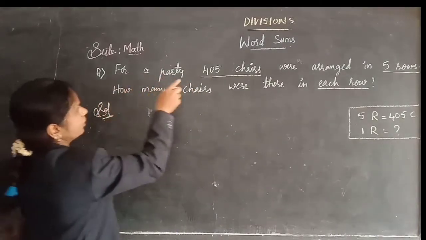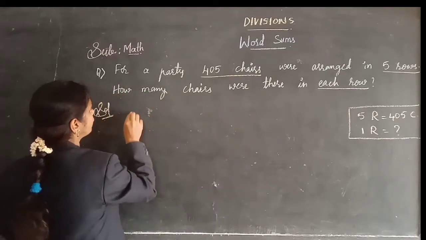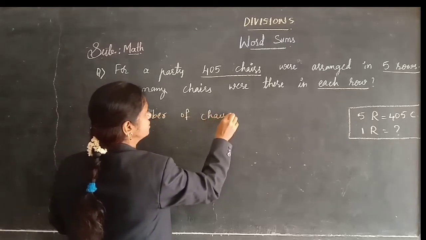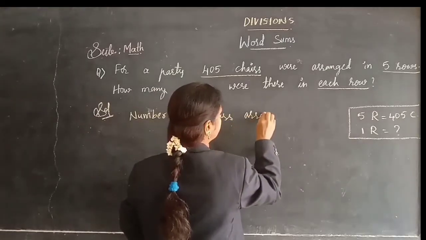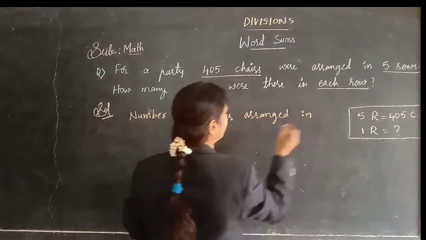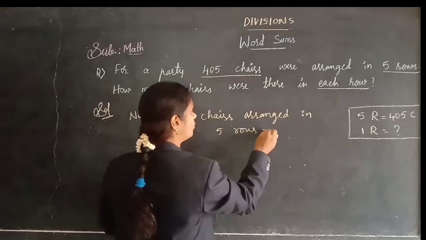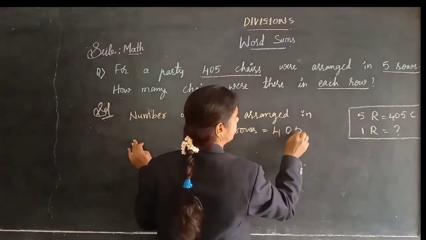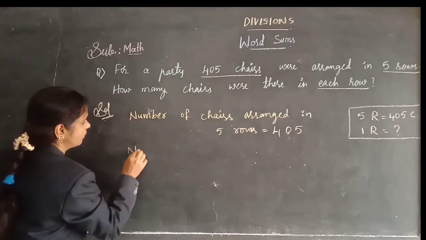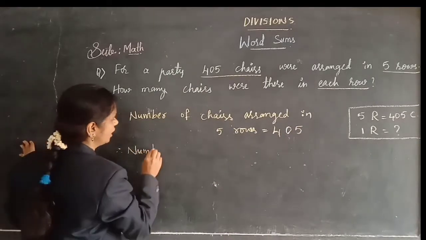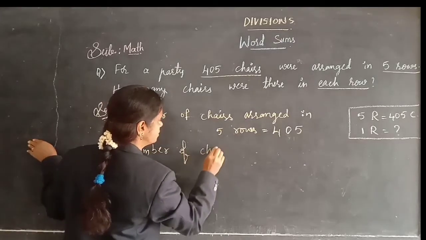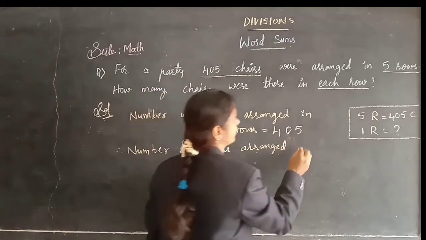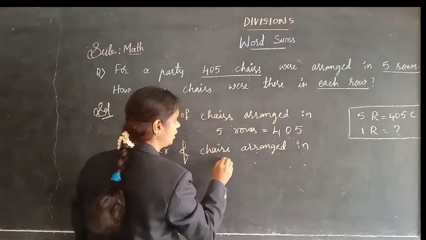Now here, for a party, see here, number of chairs arranged in 5 rows. How many chairs are arranged in 5 rows here? 405 chairs. And here the next, number of chairs. This is a required statement, children. Number of chairs arranged in one row or each row. Okay, each.